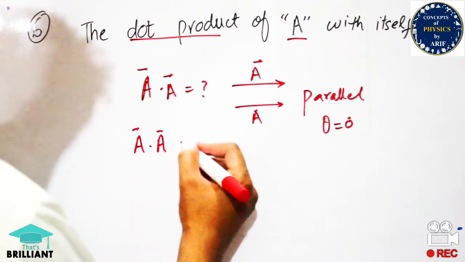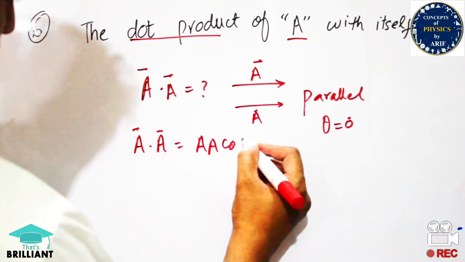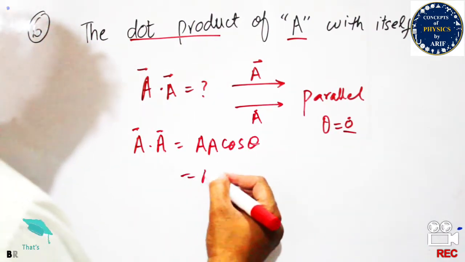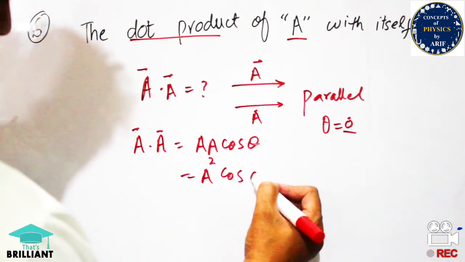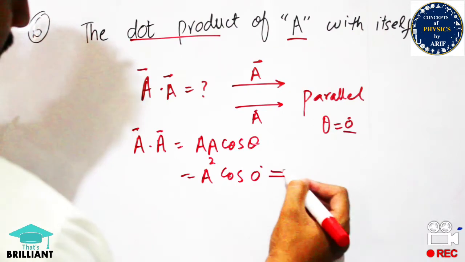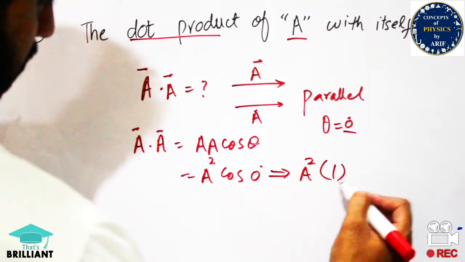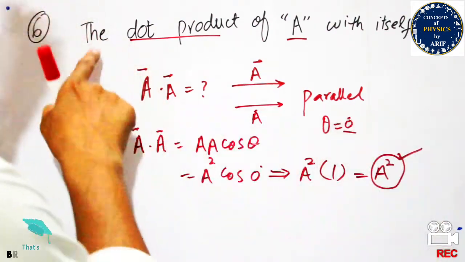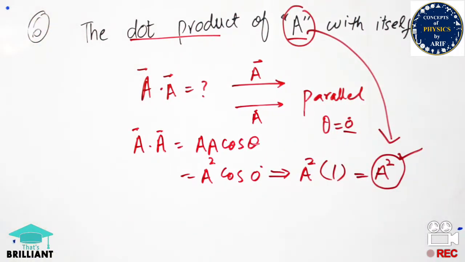So A dot A will be A multiplied by A into cos theta, because this is a scalar product or dot product. Cos 0 degrees is 1, so A multiplied by A becomes A squared. So the final answer will be A squared. You can mark this answer in the answer box as the correct answer, and you can put it in the interest test also.